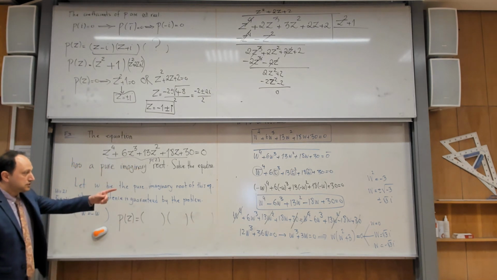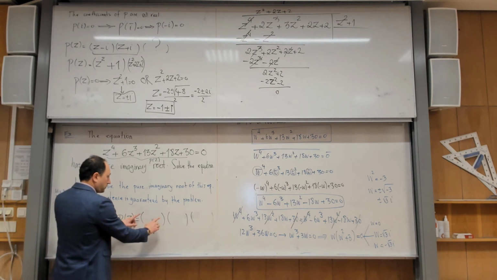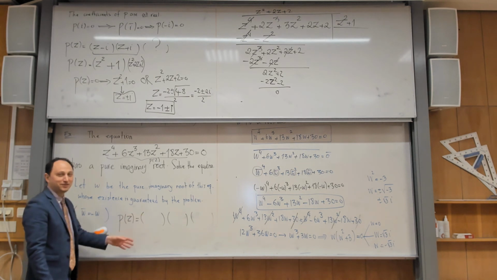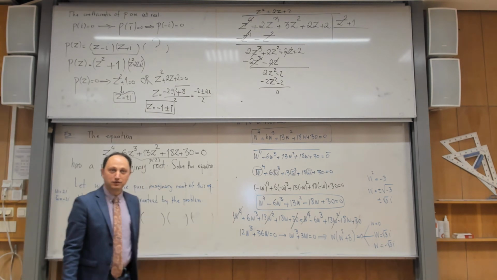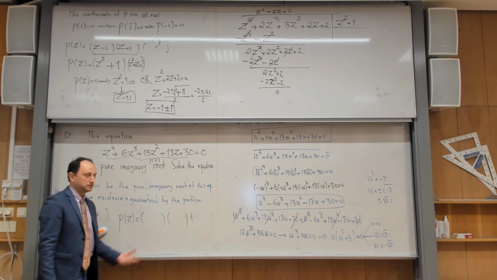But I know that the square root of 3 i is a root. So what can I write as one of the factors? This I don't know why you hesitate to say. Did you learn that at the end? So square root of 3 i is a root. So what can I say about one of these factors?